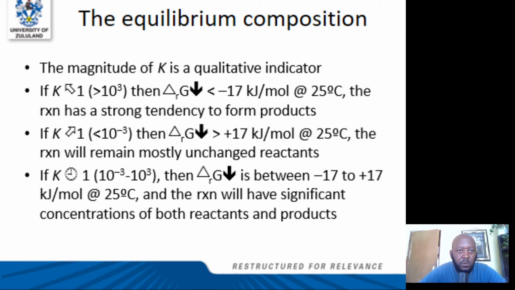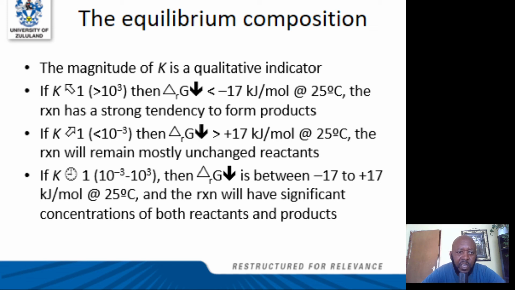Okay, moving forward, I want us to briefly look at this slide. So in most reactions, we normally say the magnitude of K is a qualitative indicator. In other words, if the value of K is greater than 1, it means that the value of ΔG will be less than 0. As you can see, it is less than minus 17 kilojoules per mole at 25 degrees Celsius. So in other words, this reaction has a strong tendency to form the product.